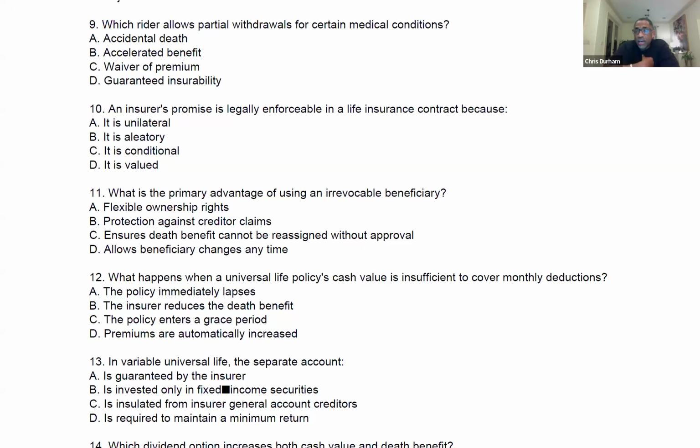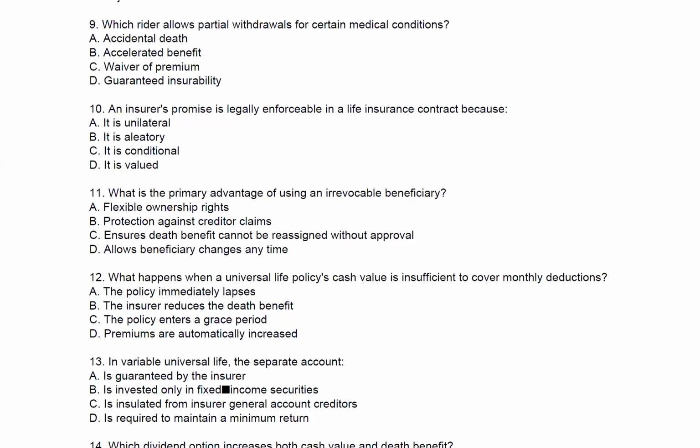So basically, a client can cancel the policy anytime they want to. The policy owner doesn't have to pay the premium, but the insurance company has to pay your beneficiary if you die. So that's why it says unilateral. When you read it, you would know one side is legally enforceable. That would kind of have been the clue.